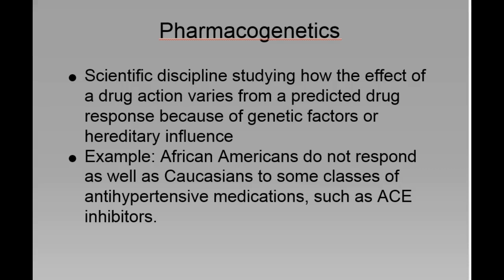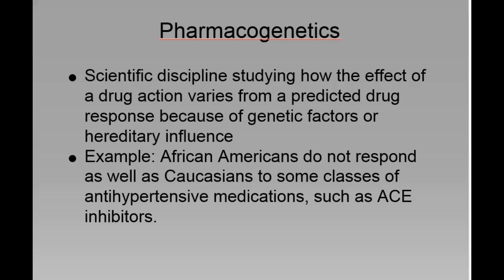Pharmacogenetics is the scientific discipline studying how the effect of a drug action varies from a predicted drug response because of genetic factors or hereditary influence. Because people have different genetic makeup, they do not always respond identically to a drug dose or planned drug therapy. For example, African Americans do not respond as well as Caucasians to some classes of antihypertensive medications, such as ACE inhibitors.